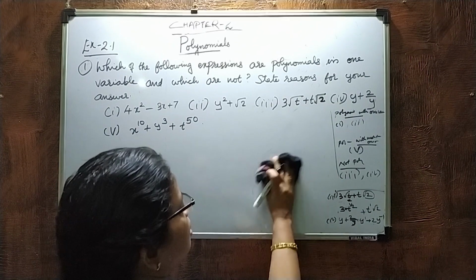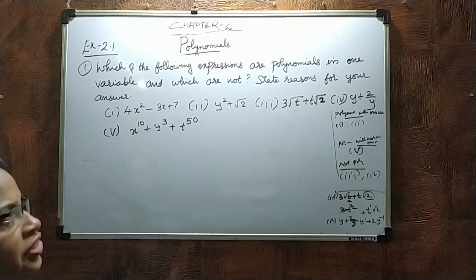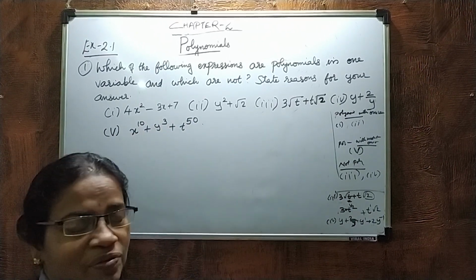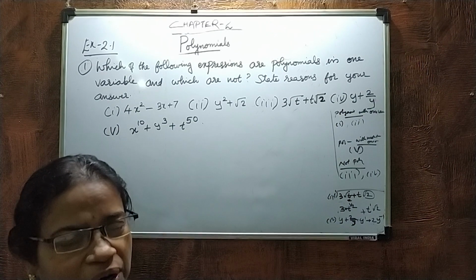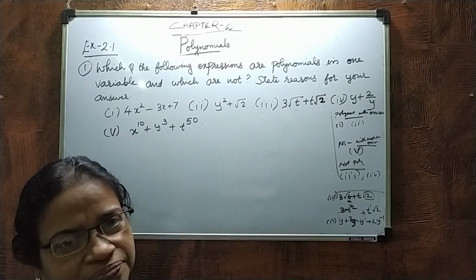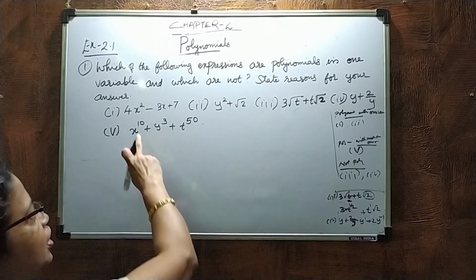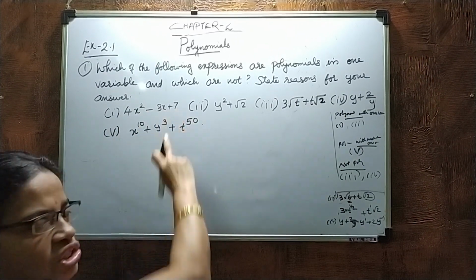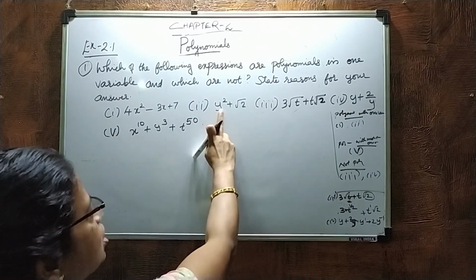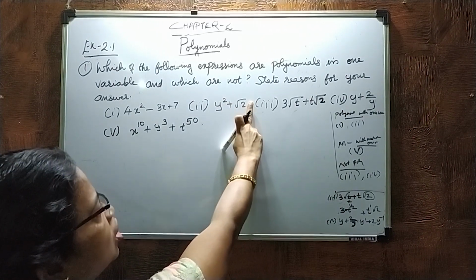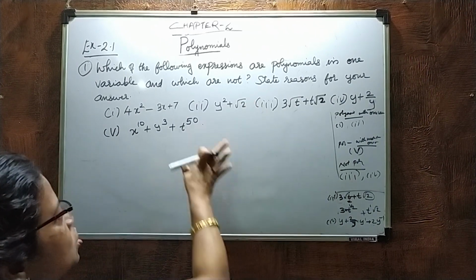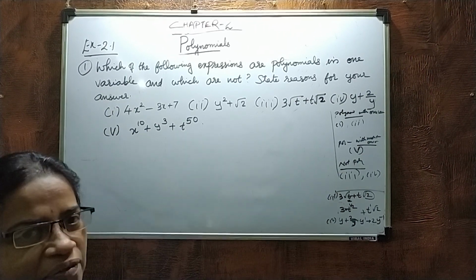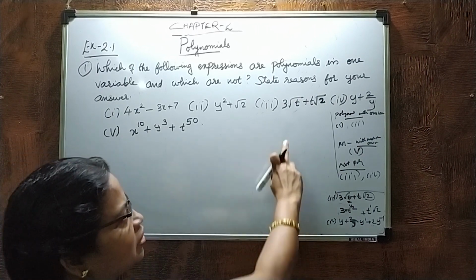So here, just look, first one. They ask you to find out whether these polynomials have only one variable. Variable means alphabet. Here only one variable is there: x square, and x raised to 0. Here y square is there, and root 2 into y raised to 0. So these two have only one variable. Clear? Now next one, just look.